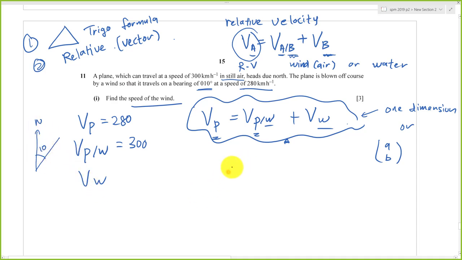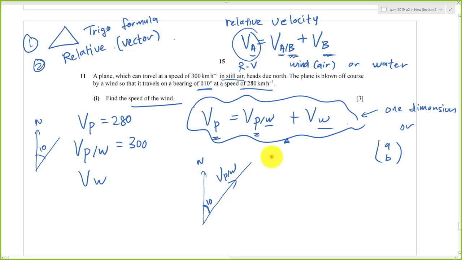But because of this 10 degrees, I think it's not the velocity of the plane. It's the velocity of the plane relative to the wind, because now you have three vectors: 1, 2, 3. Okay, never mind, let's try it out. So the plane travels on the bearing of 10. Okay, this is velocity of the plane relative to the wind. This is 10 degrees. This is north. This is the first vector.